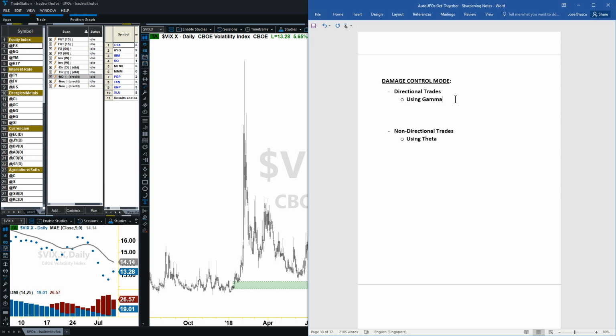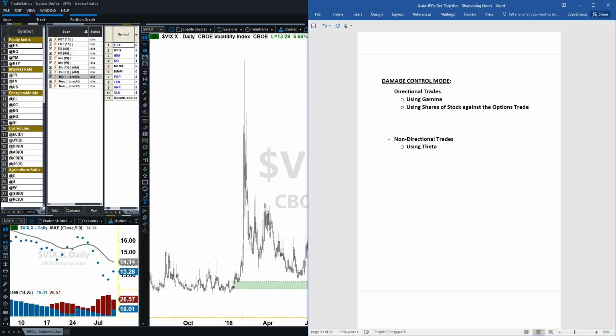Well, option number one is, as I said, using gamma. Using gamma would be using shares of stock against the options trade. That's what that means. So let's say you do a bull call spread, and as you do the bull call spread, the stock starts moving against you, and there is a moment where you use shares of stock against the options trade to minimize the problem.